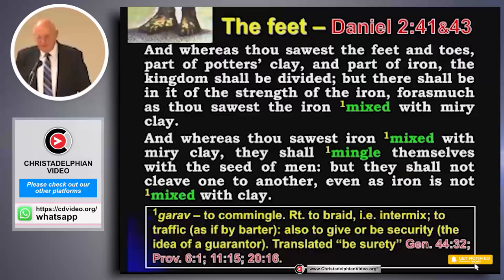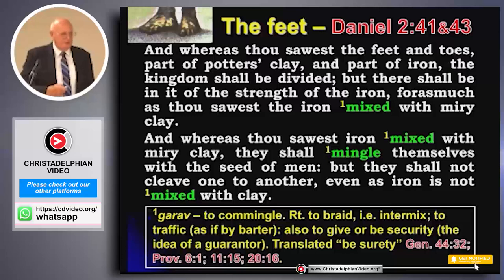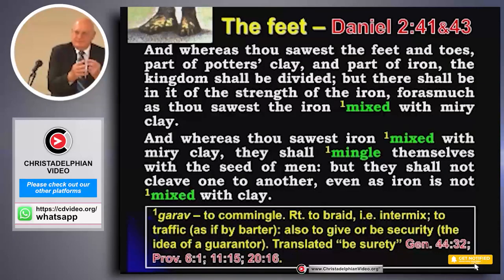"they shall mingle themselves with the seed of men, but they shall not cleave one to another." So it's a brittle union, even as iron is not mixed or commingled with clay. So you can put them together, but they don't stick together all that well. And one blow, of course, and it all falls apart. But that's what this word here means. It's translated elsewhere in the Old Testament, Genesis chapter 44, verse 32, when Judah says to Joseph, "I was the guarantor. I gave guarantee to my father Jacob that I would bring Benjamin back."